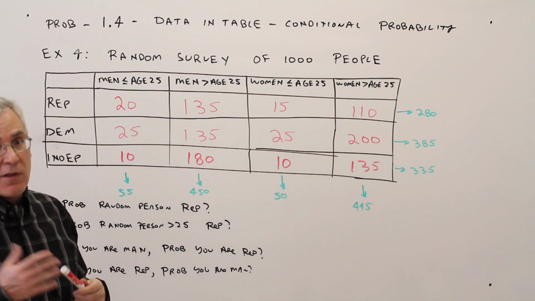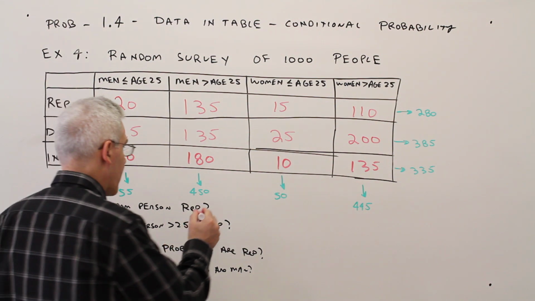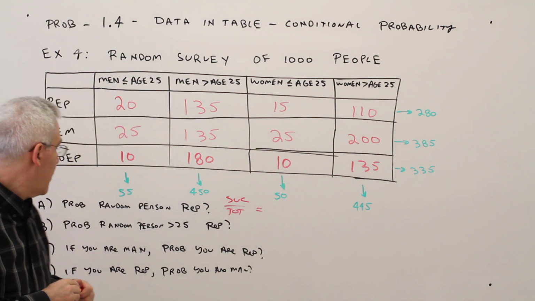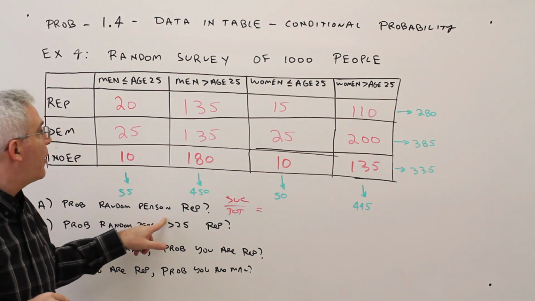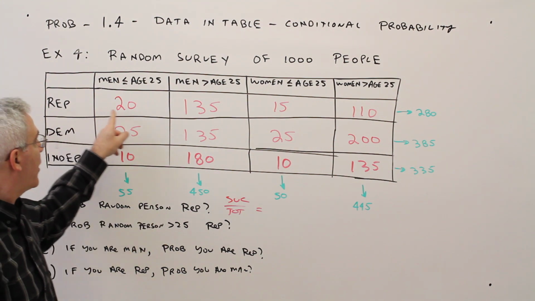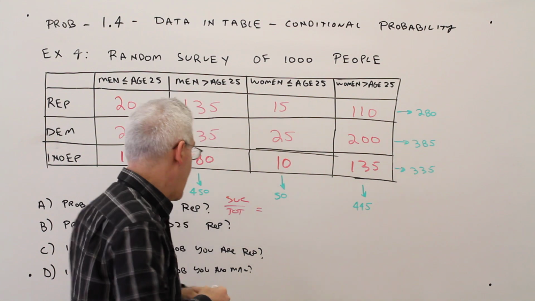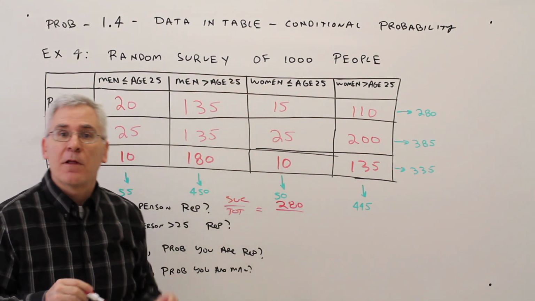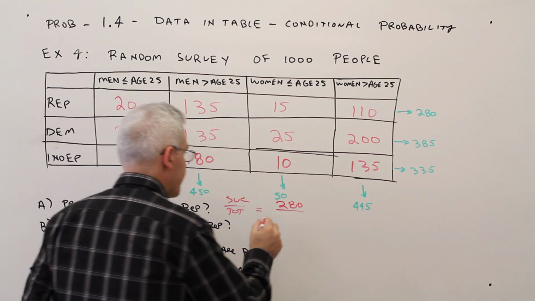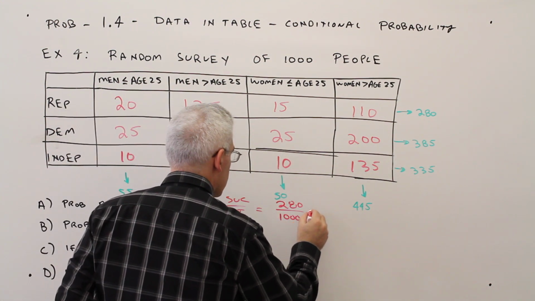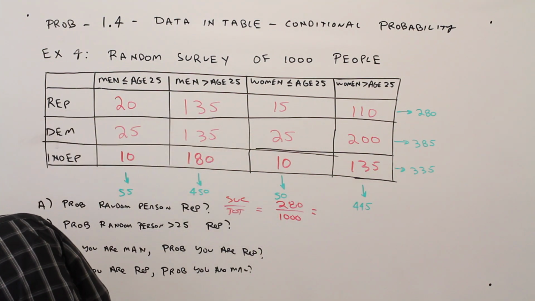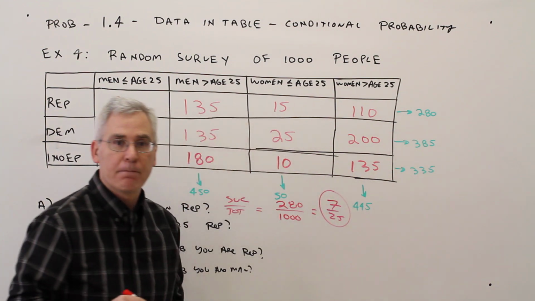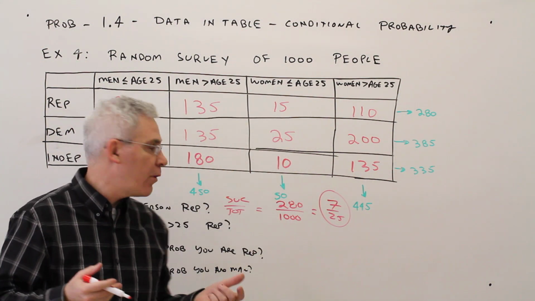It's going to be successes over total, so successful outcomes over total. What we've got to do is find out how many people are Republican. Well, it tells us right here there's 280 of them, over a total of 1,000 people in the survey. You can reduce that to 7 over 25. Okay, that was pretty straightforward.